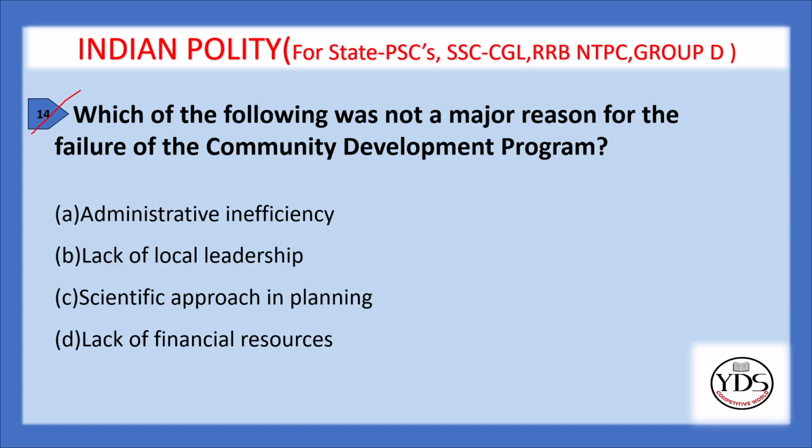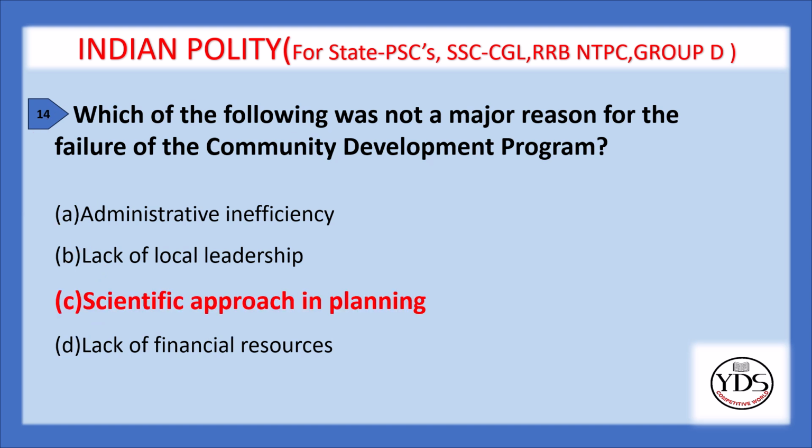14th question. Which of the following was not a major reason for the failure of the community development program? Option A. Administrative inefficiency. Option B. Lack of local leadership. Option C. Scientific approach in planning. Option D. Lack of financial resources. Option C. Scientific approach in planning is the correct answer.